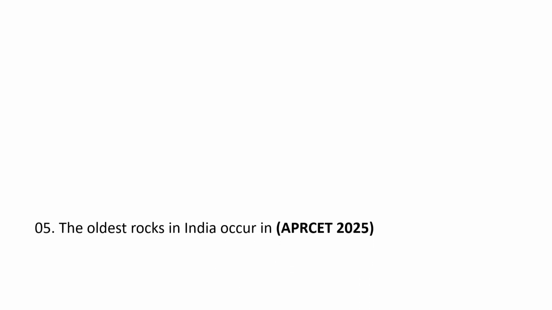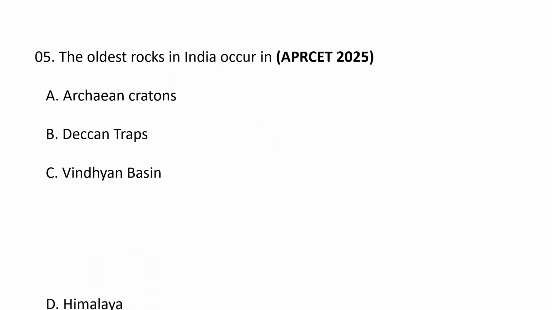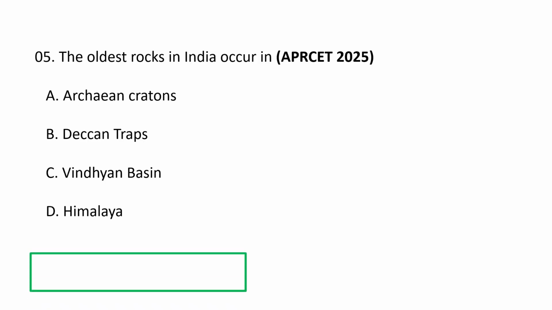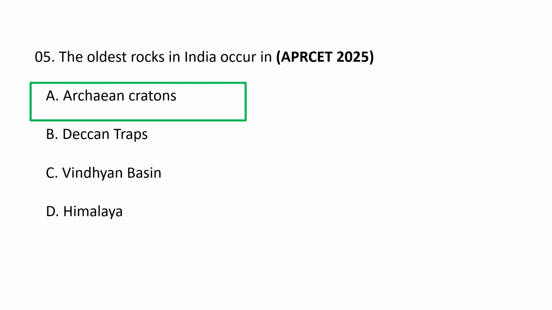Next question. The oldest rocks in India occur in A. Archean cratons, B. Deccan traps, C. Vindhyan Basin, D. Himalaya. The oldest rocks in India occur in Archean cratons. Primarily the Dharwar craton in southern India, which dates back to between 3.6 and 2.5 billion years ago. Other Archean cratons with very old rocks include the Bundelkhand, Singhbhum, Bastar and Aravalli regions.